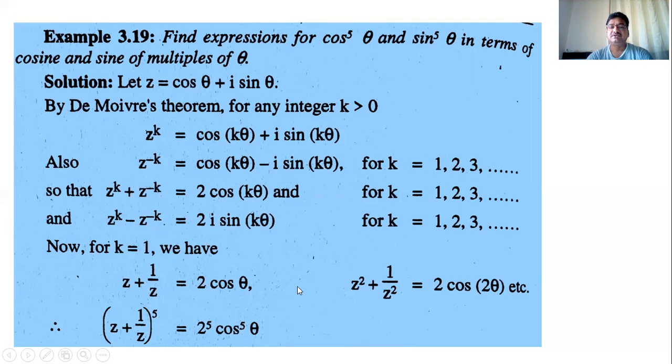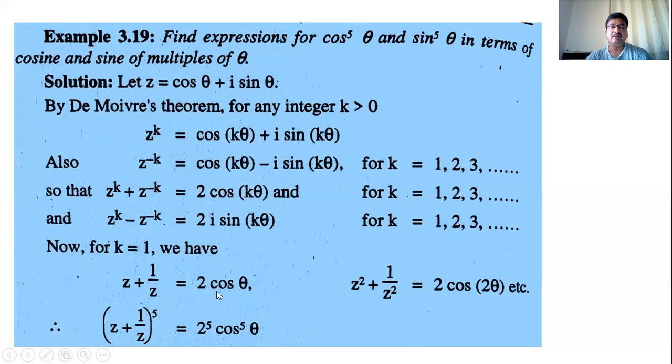Okay, similarly, if we substitute k as 2, then we have z square plus 1 by z square, z raised to minus 2, means 1 by z square, is 2 cos 2 theta. In this way, if we substitute k as 3, then we have z raised to 3 plus z raised to minus 3, which is 2 times cos 3 theta.